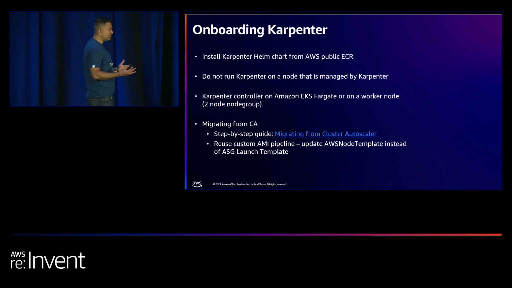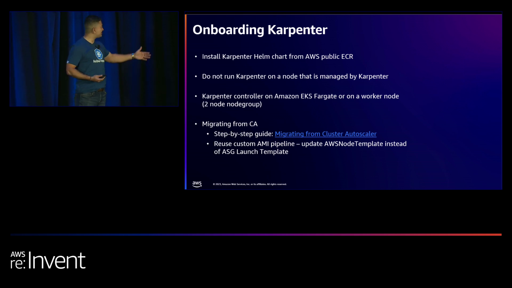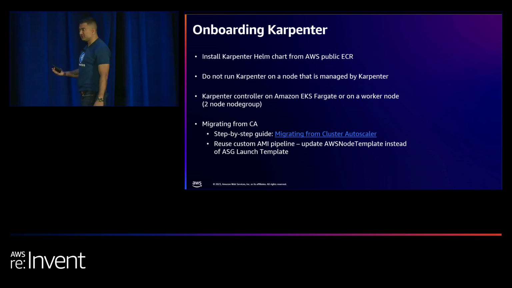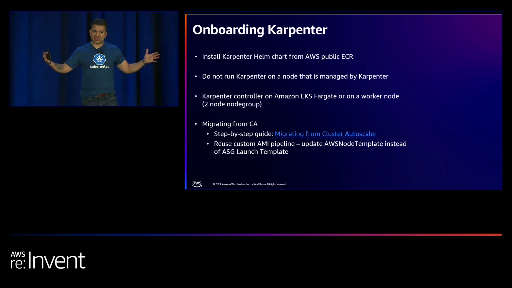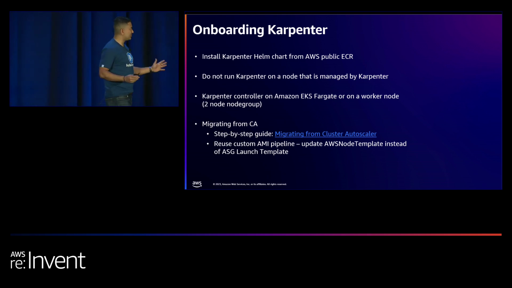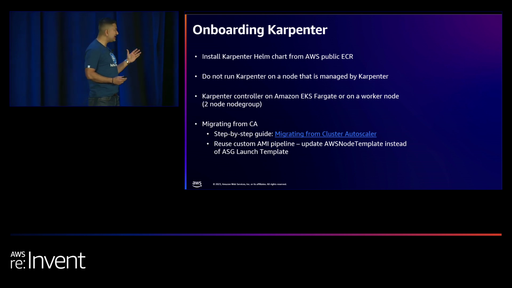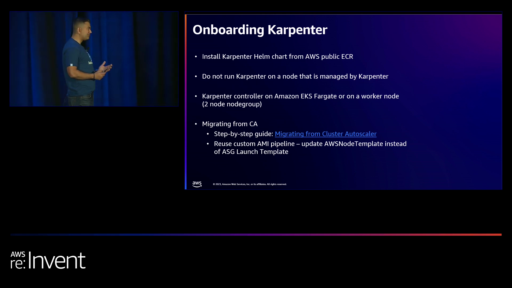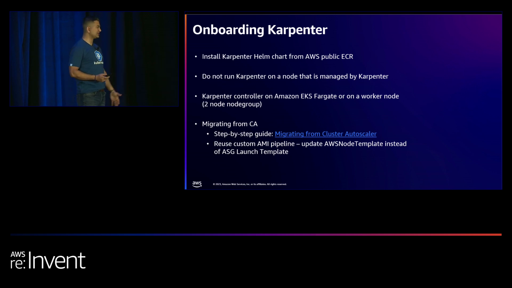Now, a lot of you are probably using cluster autoscaler today, and you want to migrate to Karpenter. So we have a step-by-step guide on how to migrate from cluster autoscaler to Karpenter. And a lot of customers use a custom AMI, and they have an AMI pipeline. So good news is you can reuse most of the pipeline. Now on the last step of the pipeline, you are writing the new AMIs into the ASG launch template. Instead, you write it on the EC2 node class, or previously known as AWS node template.